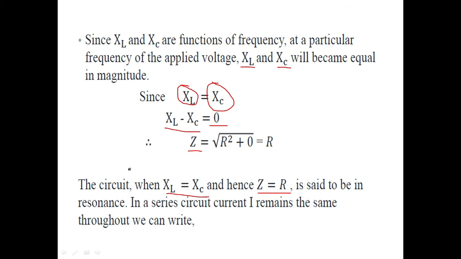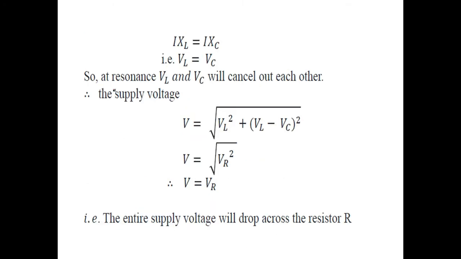What is the condition of resonance? The condition of resonance is that XL is equal to XC. In the series circuit, the current I remains the same throughout. We can now write the equation: the current flowing through the inductor and the current flowing through the capacitor is given by I XL equal to I XC.